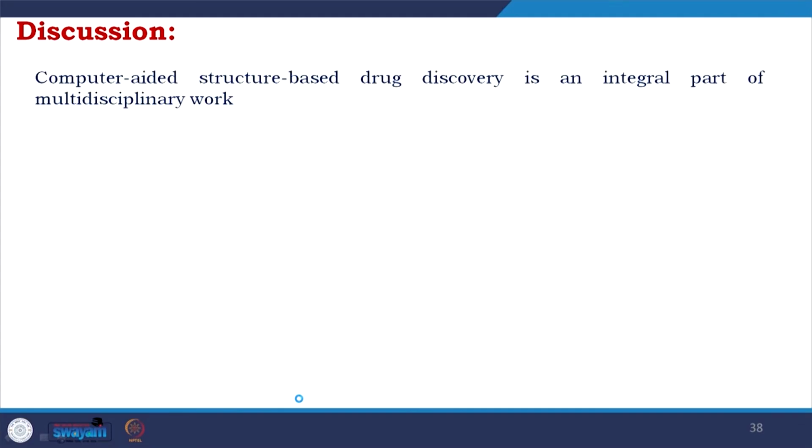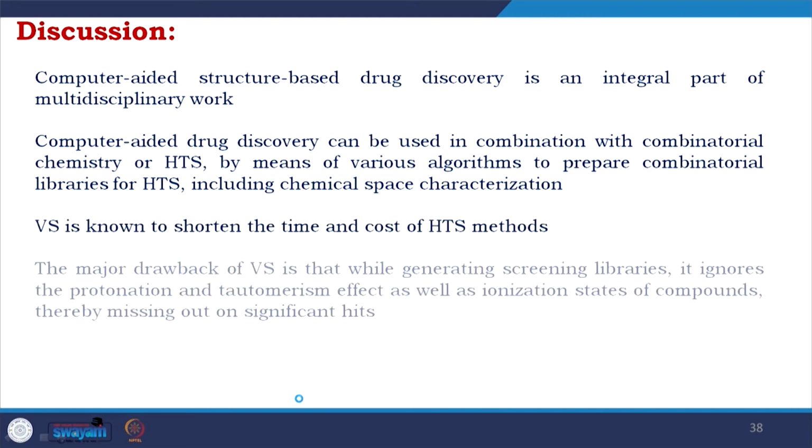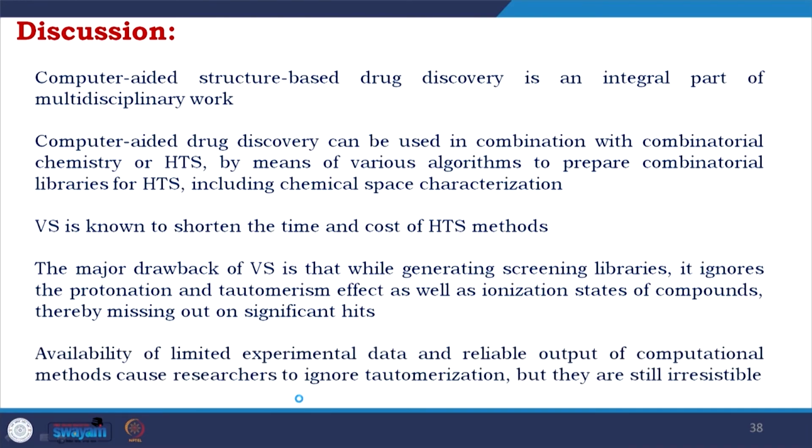Computer aided structure based drug discovery is an integral part of multidisciplinary work. Computer aided drug discovery can be used in combination with combinatorial chemistry or high throughput screening by means of various algorithms to prepare combinatorial libraries for high throughput screening, including chemical space characterization. Virtual screening is known to shorten the time and cost of high throughput screening methods. The major drawback of virtual screening is that while generating screening libraries, it ignores the protonation and tautomerism effect as well as ionization states of compounds, thereby missing out on significant hits.